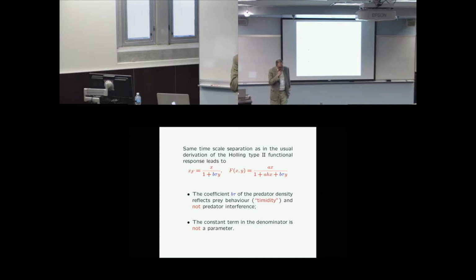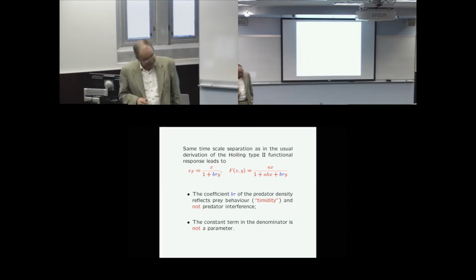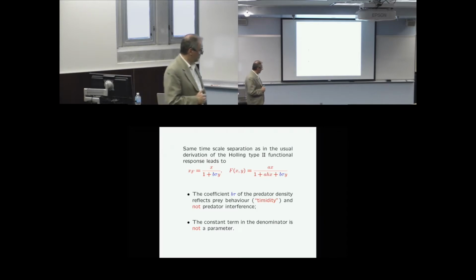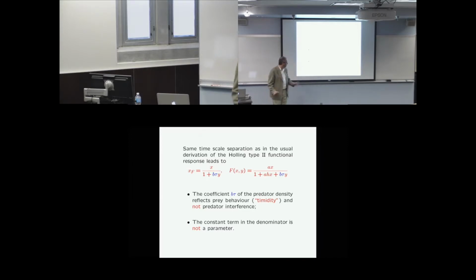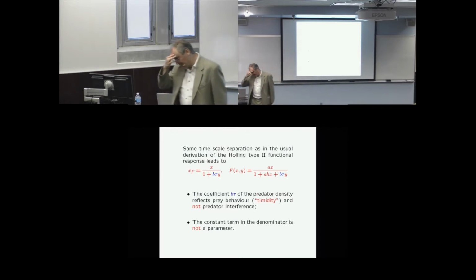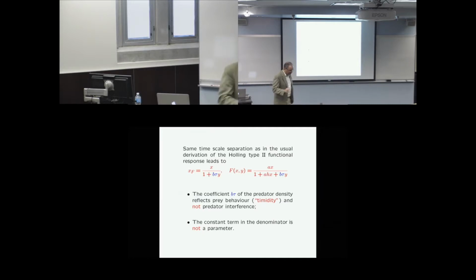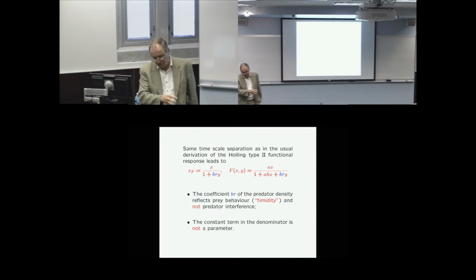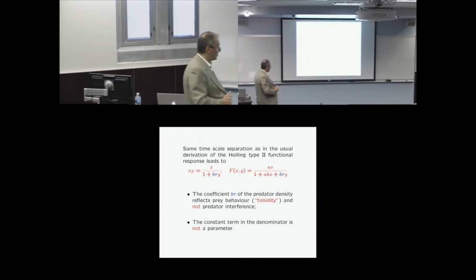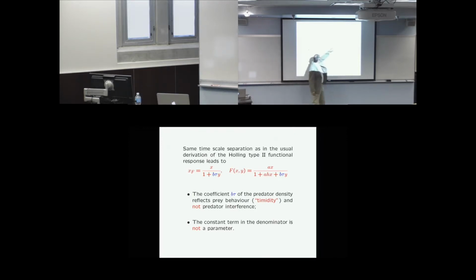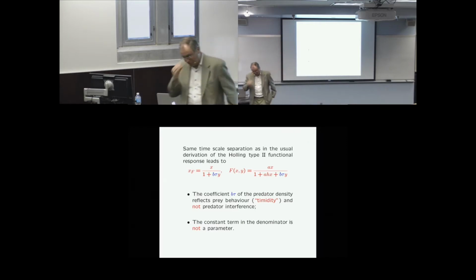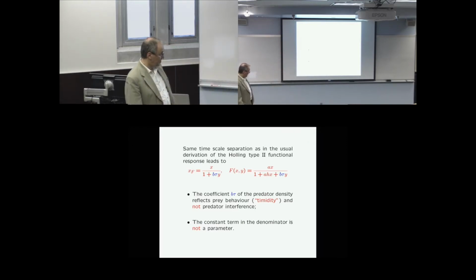What I want to emphasize here again is that this b tau reflects prey behavior and not predator interference. Also, this Beddington-DeAngelis functional response has sometimes been said to be an intermediate case of the Holling type 2 and the ratio-dependent predation functional response. But in this derivation, this is not so, because this thing here is, as I said before, not a parameter, it is a constant. So we don't get ratio-dependent predation as a special case.